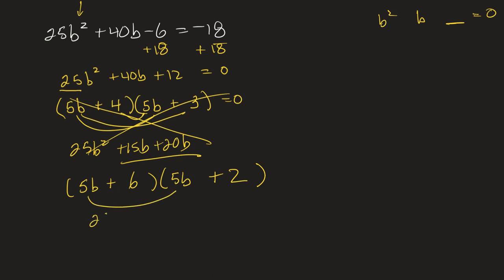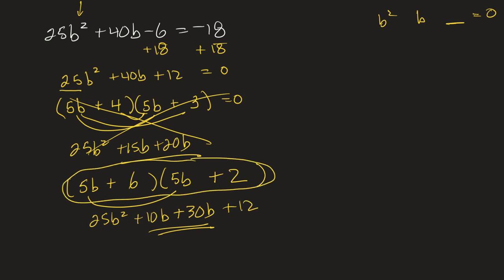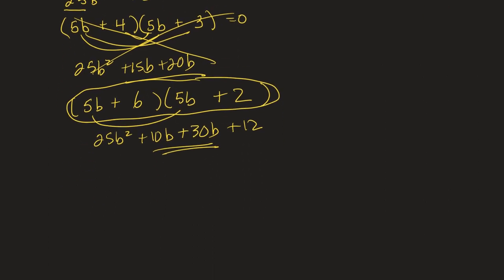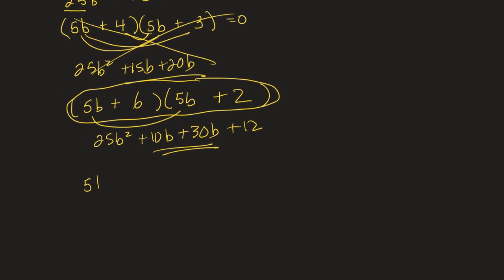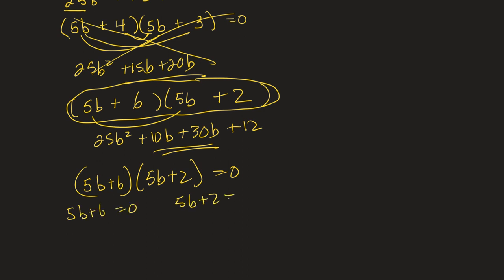So it's 25b squared plus 10b plus 30b plus 12. Yeah, that's the one right there. So there's the factorization that I need. So I would write it as 5b plus 6 times 5b plus 2 equals 0. So either 5b plus 6 equals 0 or 5b plus 2 equals 0.